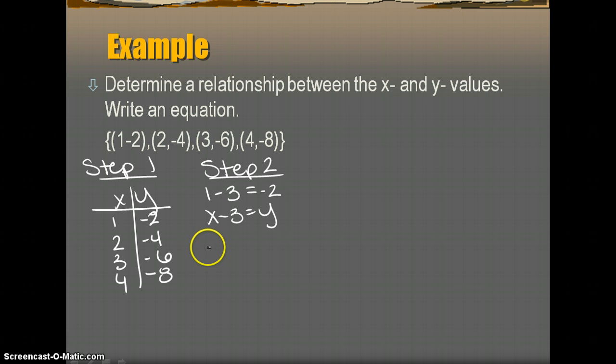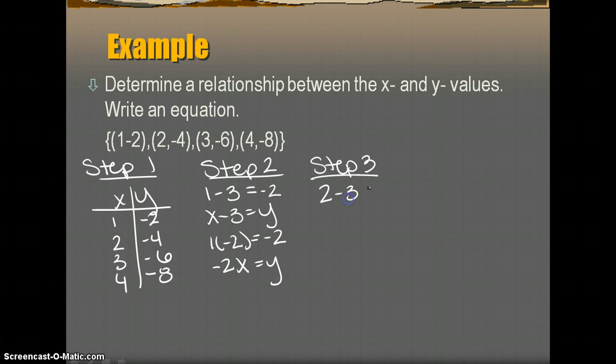The second option would be 1 times negative 2 is equal to negative 2 as well. So negative 2x would be equal to y. So these are our two possible options. Step 3 is to test it out for the remaining three values.